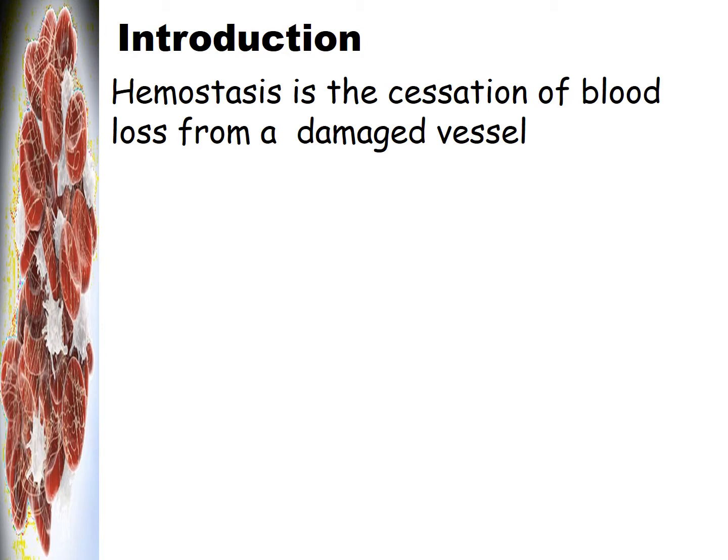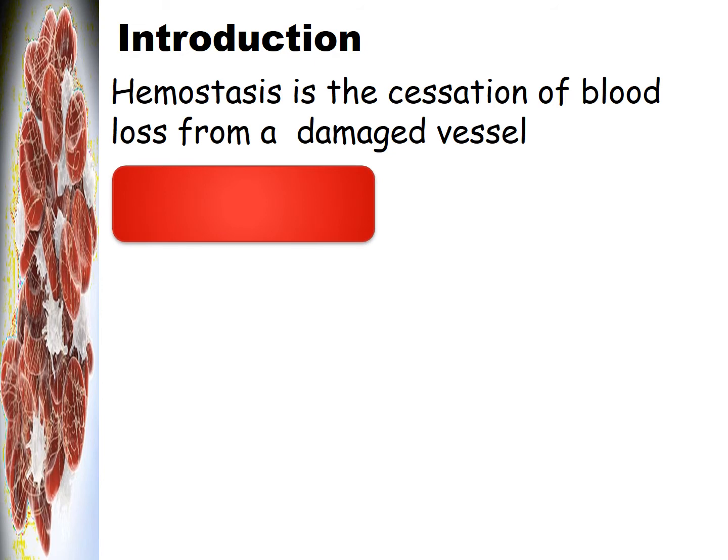Before starting this chapter, we have to know about hemostasis. So, what is hemostasis? It is the cessation of blood loss from a damaged vessel. As the name suggests, hemo means blood, stasis means to stop. In short, over here I summarized step by step how the cessation of blood loss takes place.